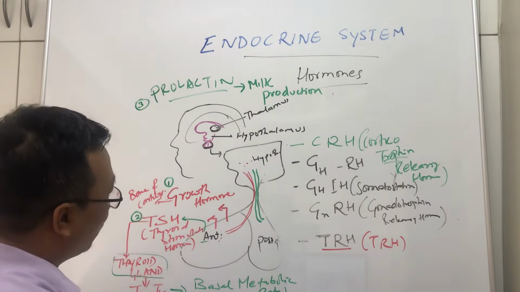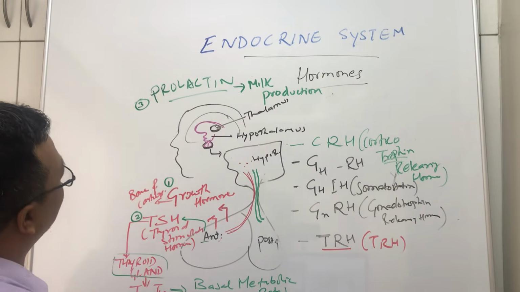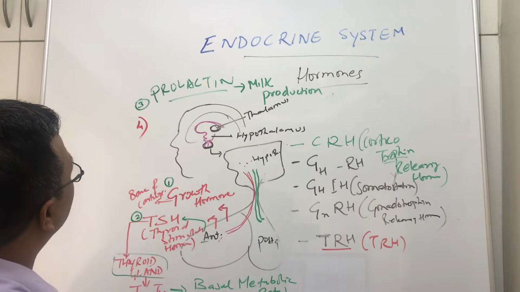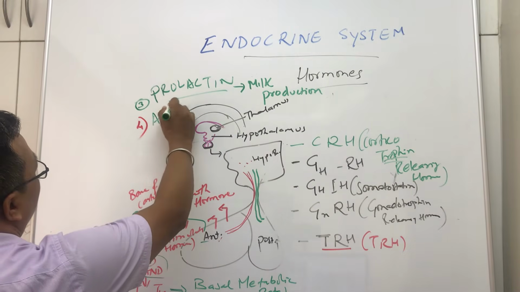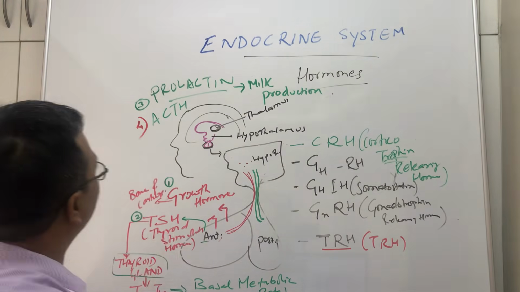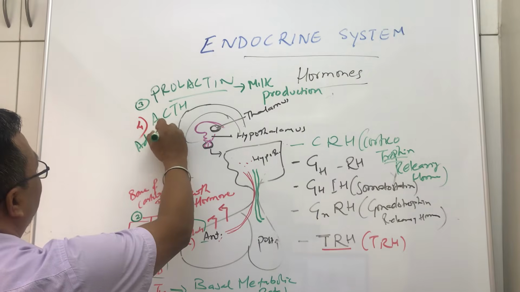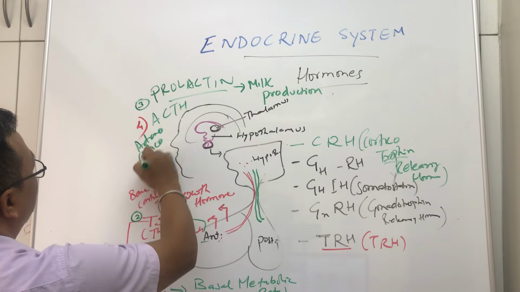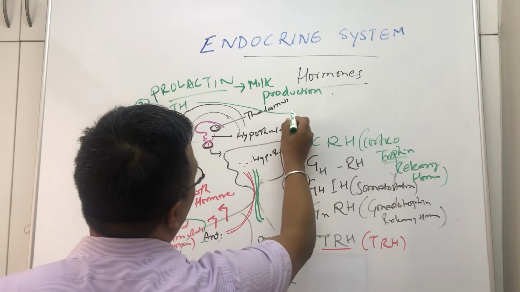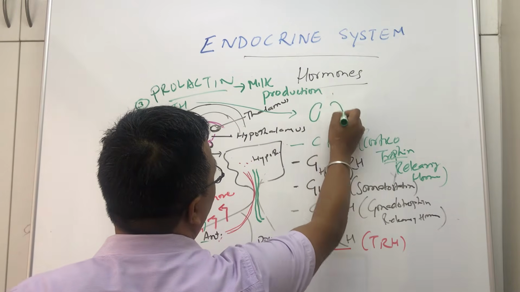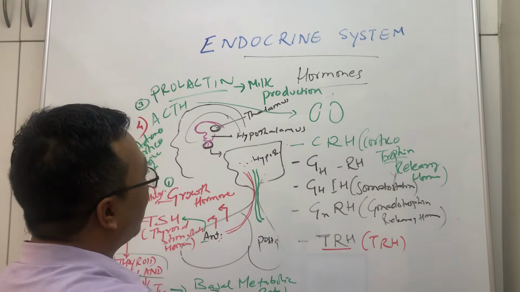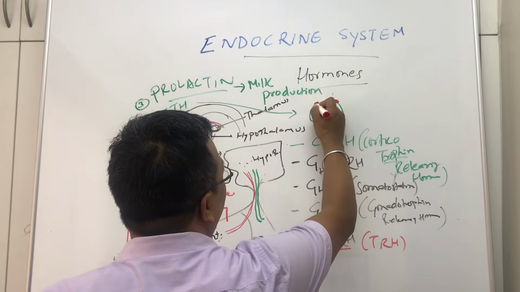Number 3 hormone. What is the number 4 hormone released by the anterior pituitary gland? It is adrenocorticotrophic hormone, ACTH. Adrenocorticotrophic hormone, as the name suggests, adrenal gland. Adreno, cortico, trophic hormone. So this adrenocorticotrophic hormone acts on the adrenal gland. Where is the adrenal gland? As the name suggests, the adrenal gland is located superiorly to the kidneys.